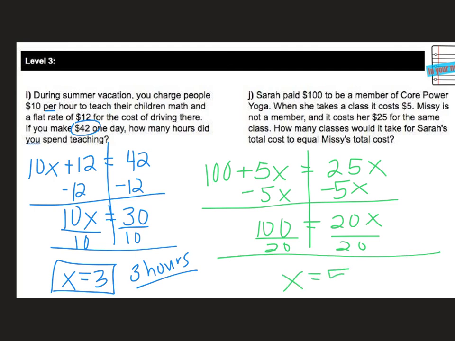So this means here, in order for these girls to be paying the same price, they would need to take 5 classes. Now, of course, if Missy took 1 class and Sarah took 1 class, Missy is paying less. But if Sarah and Missy took 10 classes, Sarah is going to be paying less. So it takes 5 classes for their price to be the same.